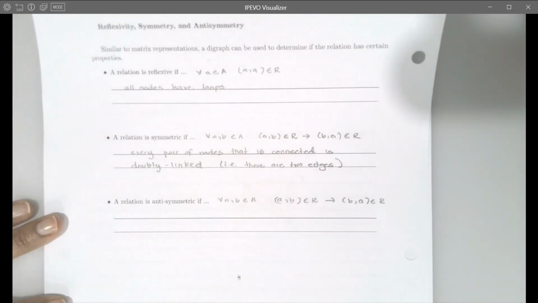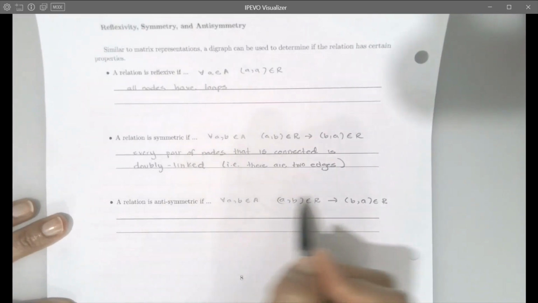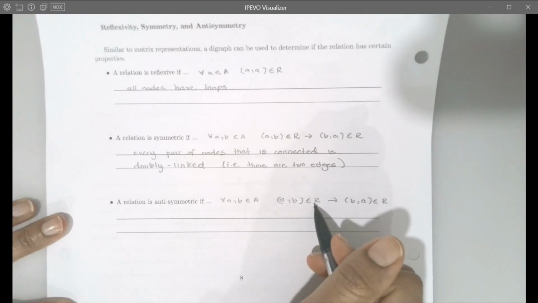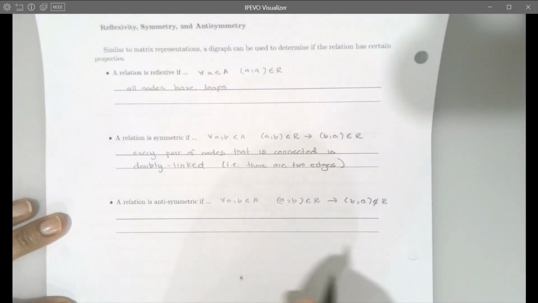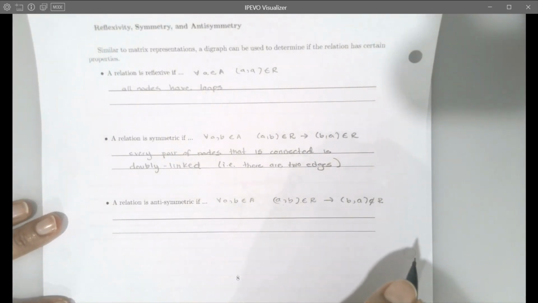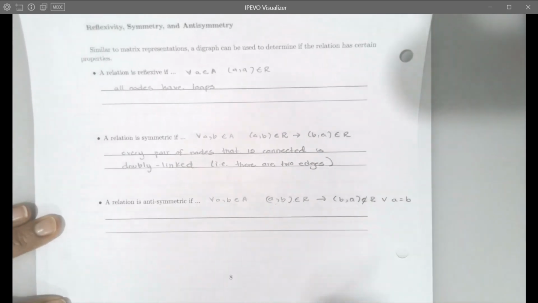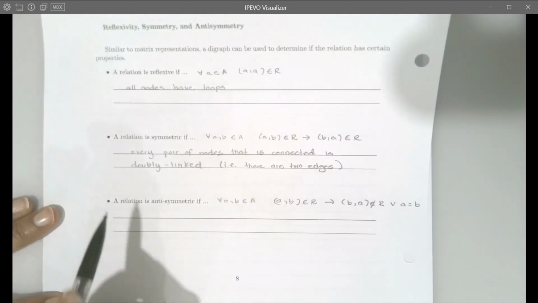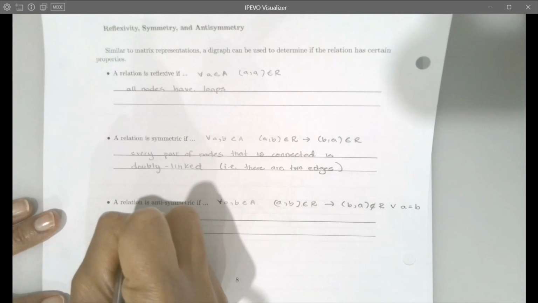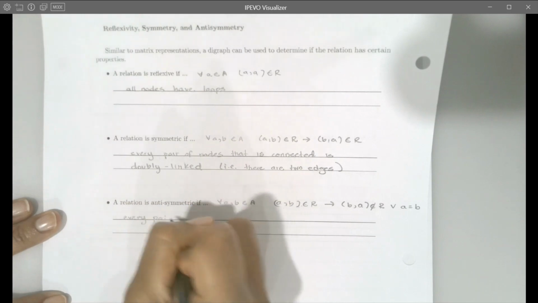Okay. And then the next part, a relation is antisymmetric. Remember, antisymmetric meant that if A comma B is part of the relation, then B comma A cannot be part of the relation unless B is equal to A, or A is equal to B. Okay, so what does that mean in terms of the digraph? In terms of the digraph, that means that for every pair of nodes that is connected, it has to be singly linked.